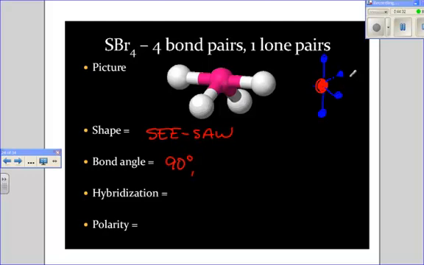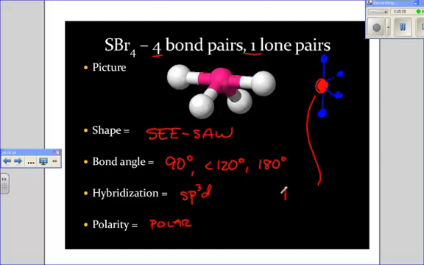I have this 120 here. If you want to really be technical, it's probably less than 120 now with the lone pair. You don't really need to worry about that necessarily. I also have the top and the bottom, both ends of the seesaw. That's 180. Nothing changes hybridization-wise. 4 and 1 is 5 total. 1 s, 3 p's, 1 d. The difference now is I have that lone pair, so I am polar.